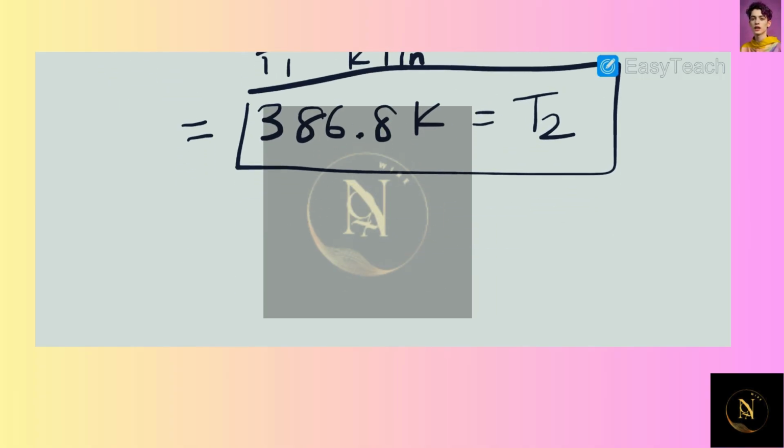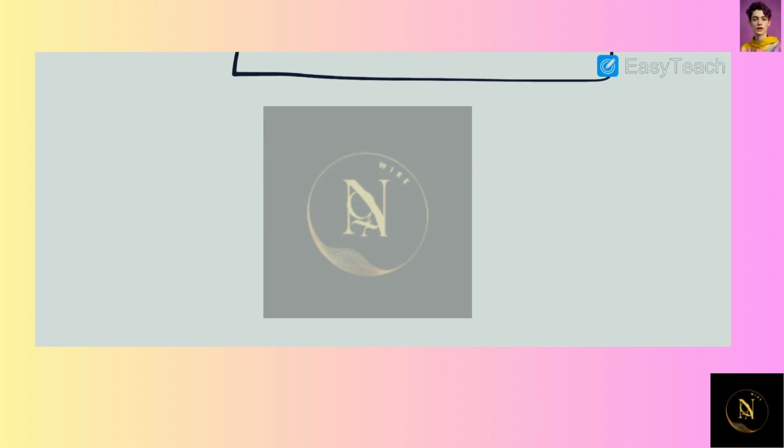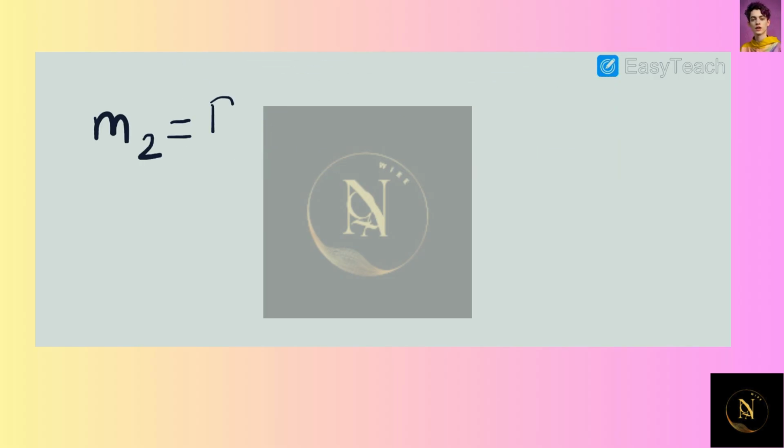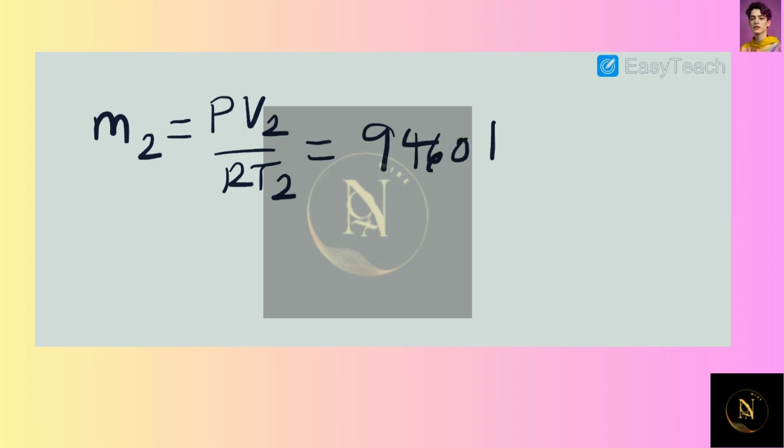Remember, we're also asked to solve for the final mass in the tank as well. So we can just use the ideal gas law and say that m_2 is equal to P V_2 over R T_2. And plugging in these terms, we see that the final mass is 9,460 kilograms. And that's our final answer.